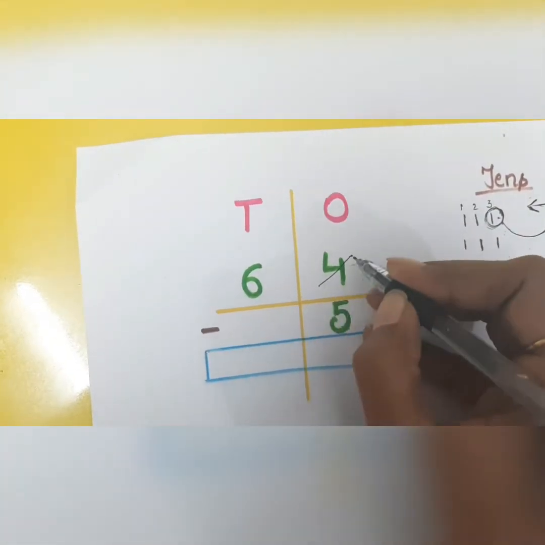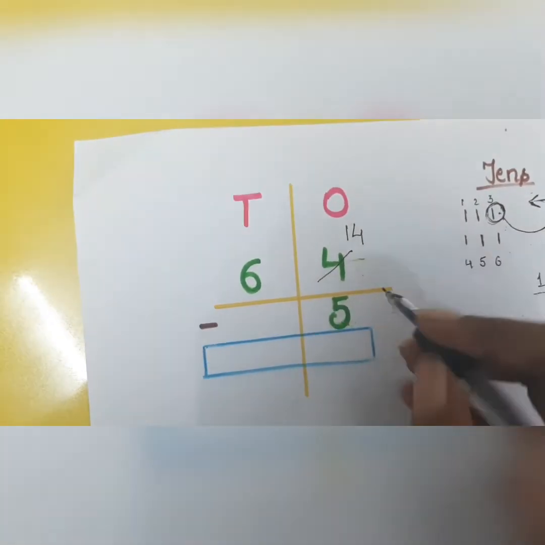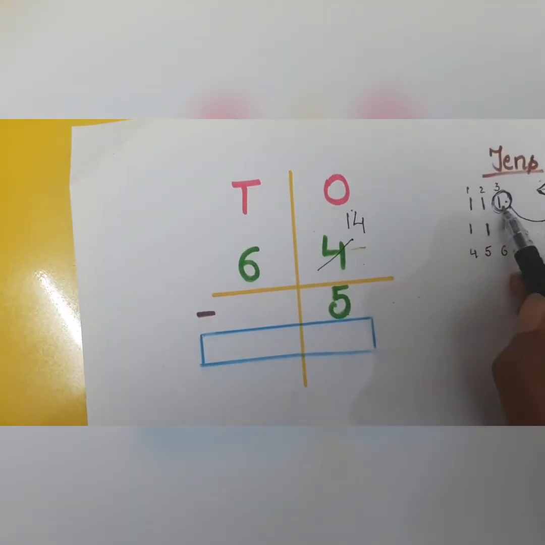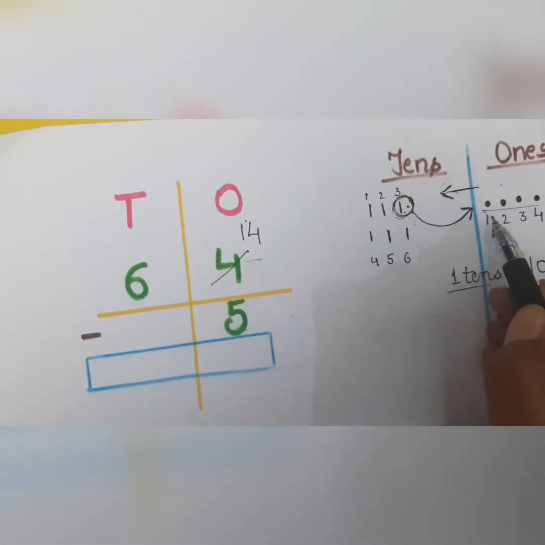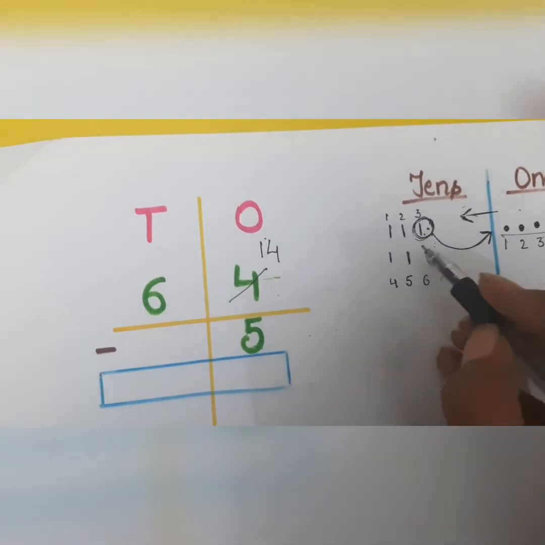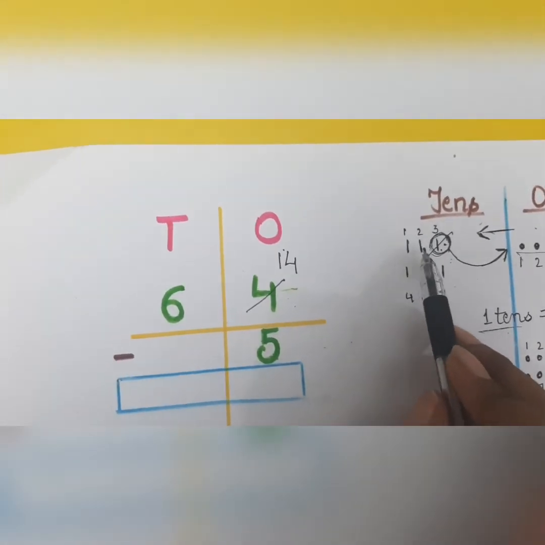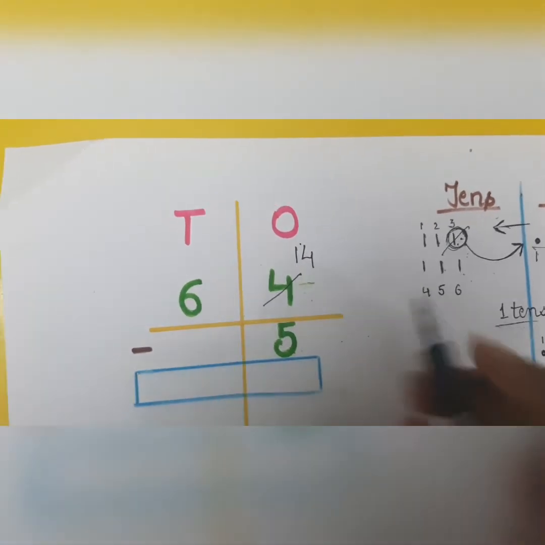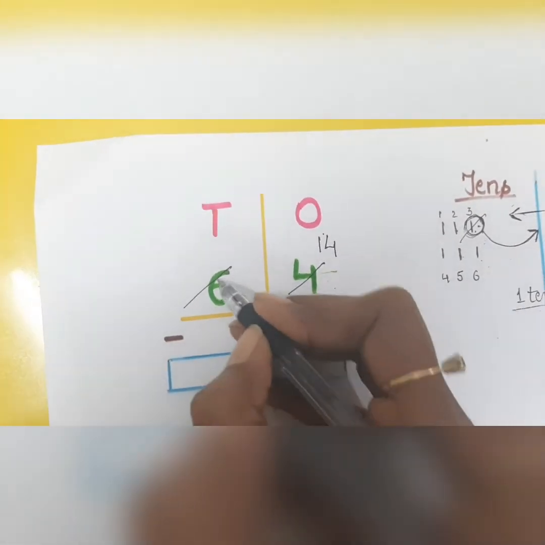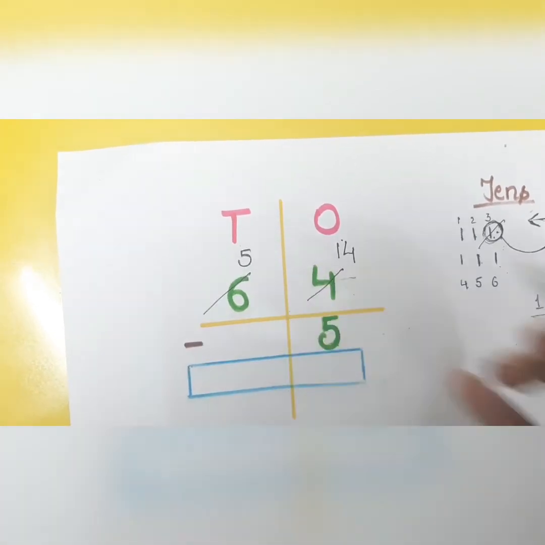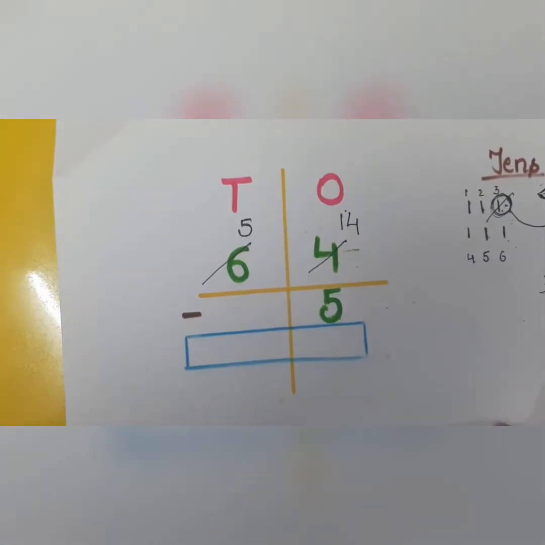So we will cut this number and write 14 at ones place. And he has given 1/10 to his friend ones. So we will cut this number, and what is the remaining number? 1, 2, 3, 4, 5. So we will cut this number 6 at tens place, and we will write here 5. Now it becomes easy to subtract.